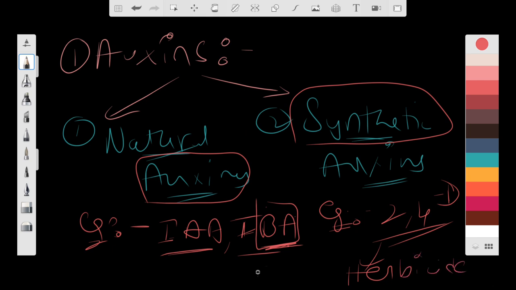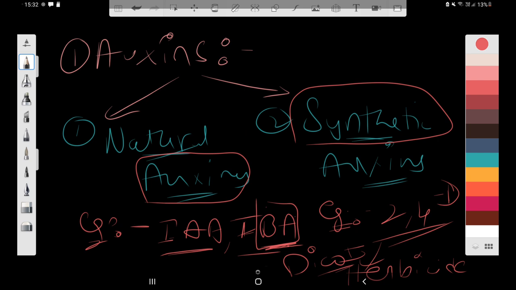It is toxic to only dicots, not to monocots. It will not kill monocots; it will only kill dicots. Remember that, it will only kill dicots, and that is 2,4-D. It is also called a weedicide or herbicide. Remember that, there can be questions.